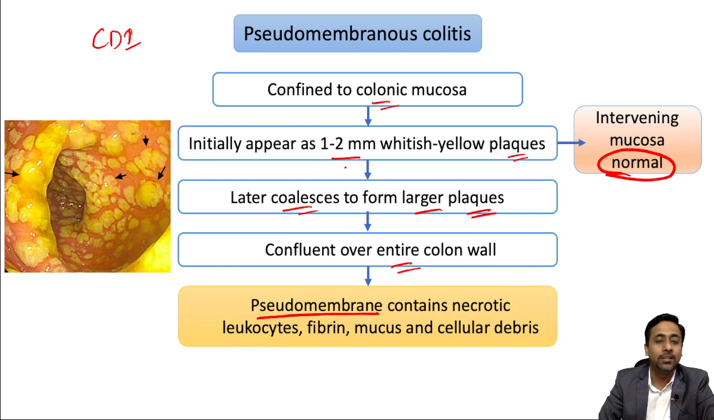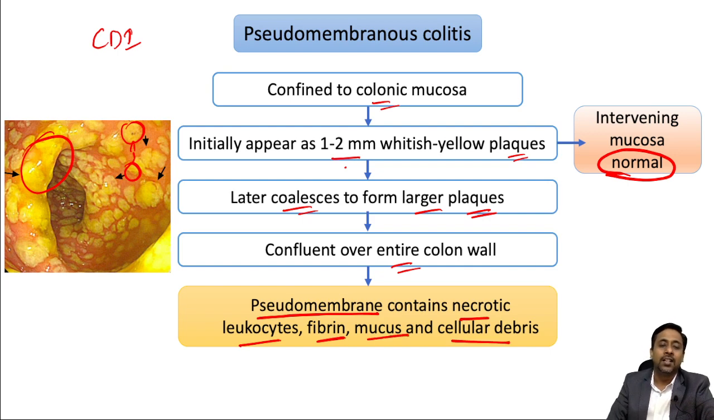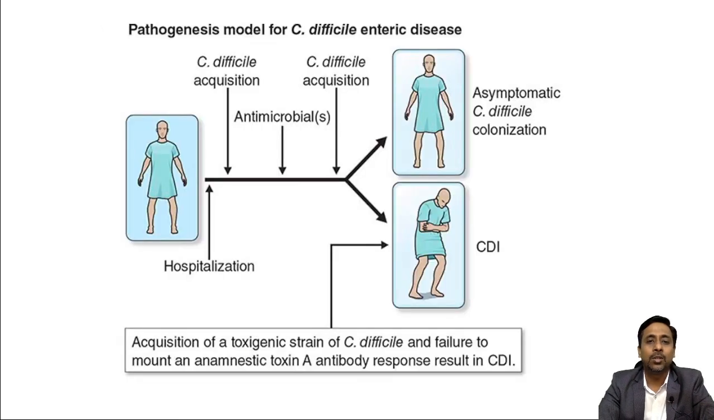If you see this image, you can see the whitish yellowish plaques and the normal intervening mucosa, and also the confluent layer over the colon wall, which is basically the pseudomembrane. This pseudomembrane consists of necrotic leukocytes, fibrin, mucus and cellular debris. Remember this. Now see the pathogenesis model for Clostridium difficile.